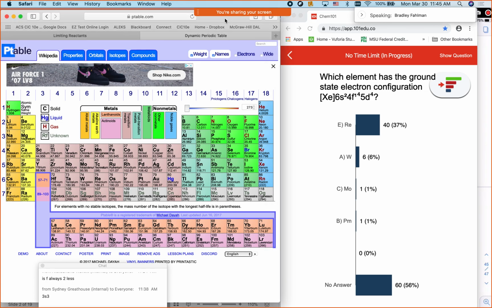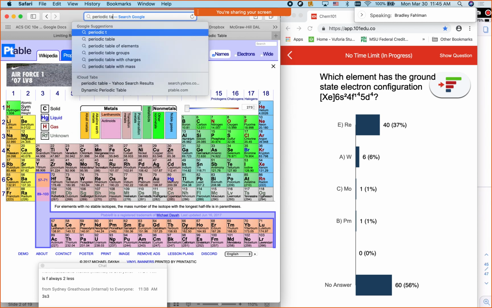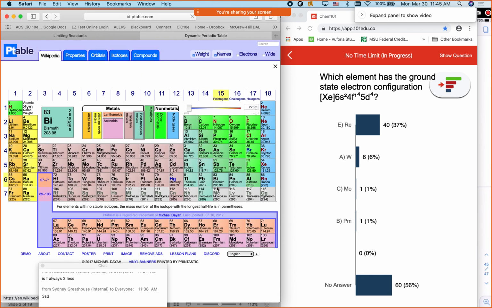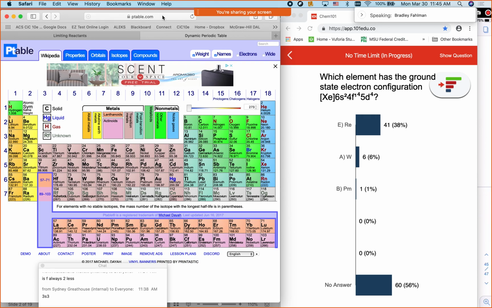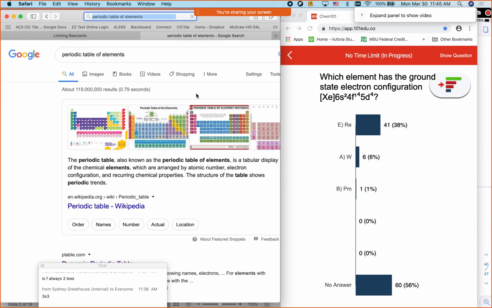Let me get a better periodic table. Maybe this one? No, that's the one. Okay. So the answer is not rhenium or Re. Let me show you why.